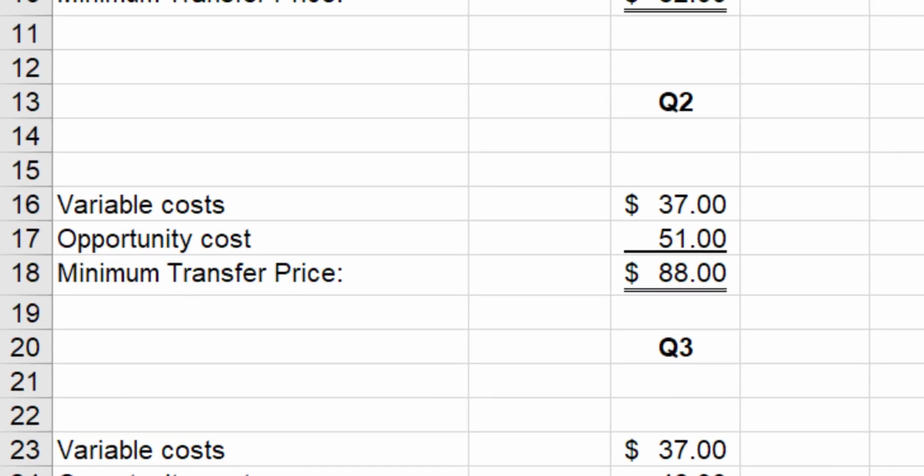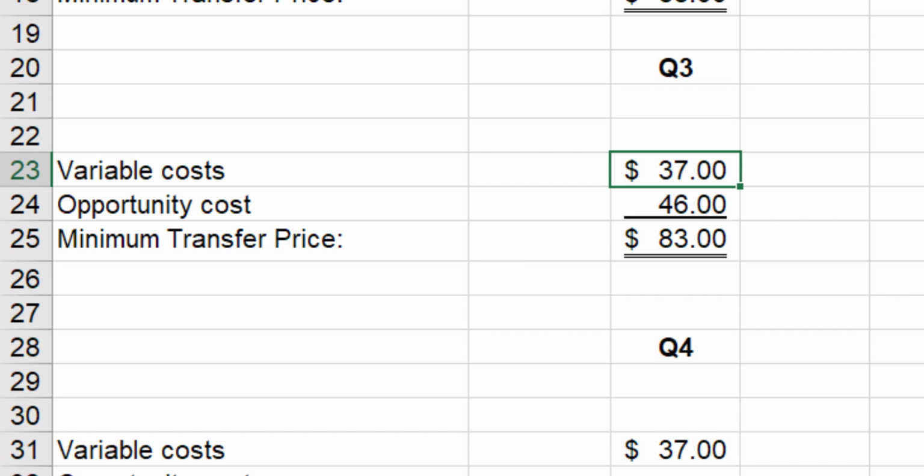Now once again, our variable costs are $37. And then to work out our opportunity cost in this case, we're going to take $88, which is the market price, minus our variable cost, and we have an opportunity cost of $51, and therefore the minimum transfer price once again is the market price of $88.